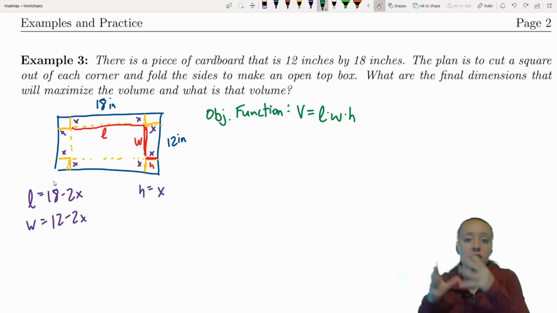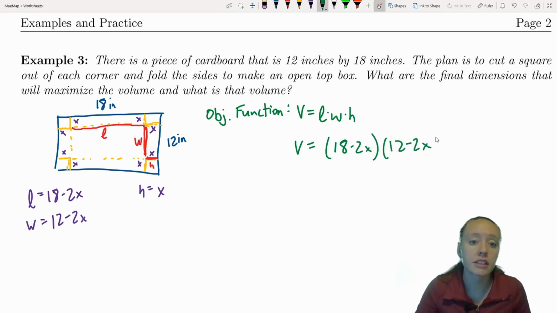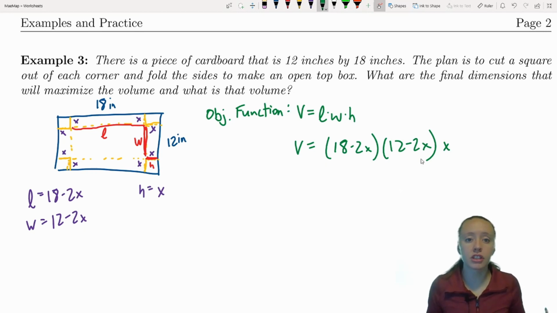So if you want to think about them as constraint equations, each of them are in terms of x, so I'm going to plug that right on into my volume formula. Volume is going to equal, my length is 18 minus 2x, my width is 12 minus 2x, and my height is x. That's my length times width times height. Is my objective function in terms of one variable? Yeah, it is. It's just in terms of x. I rewrote L in terms of x, W in terms of x, and H is x.